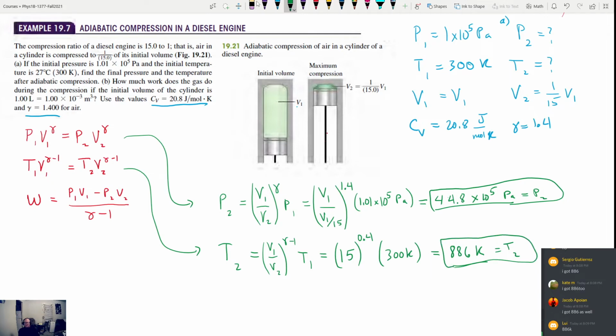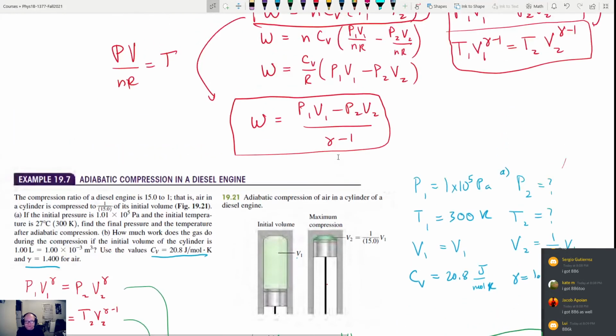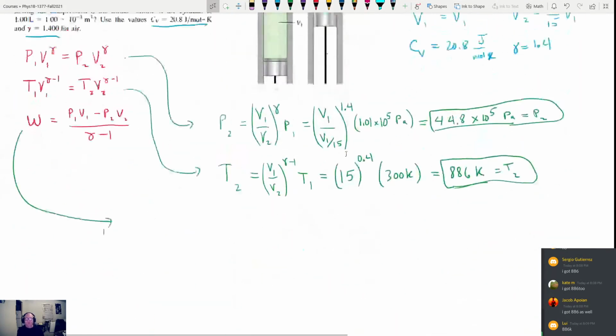Pretty straightforward. The final part is to find how much work the gas does during the compression if the initial volume of the cylinder is 1 liter. So we can use that equation now. Make sure I wrote it down right: P1V1 minus P2V2 over gamma minus 1. It looks like we wrote it down right.